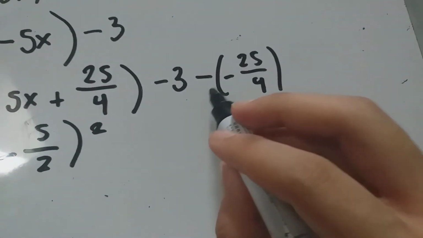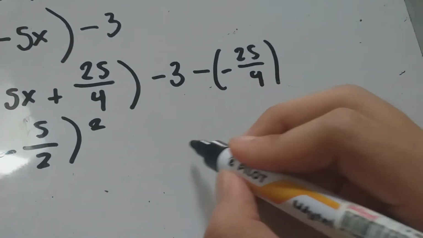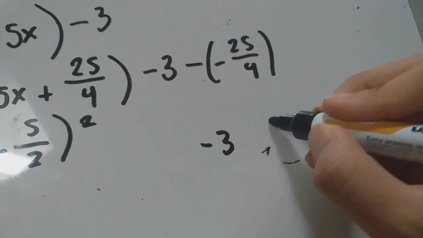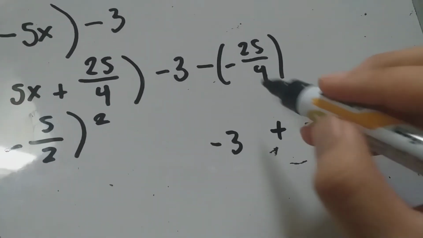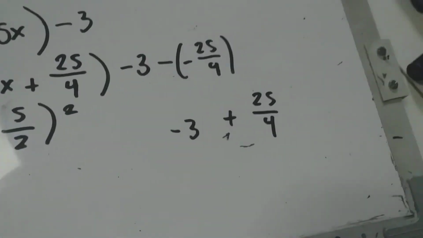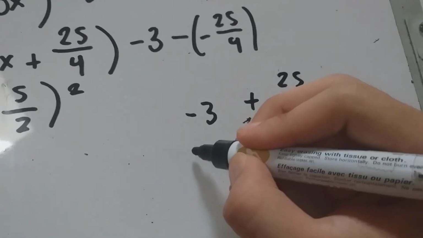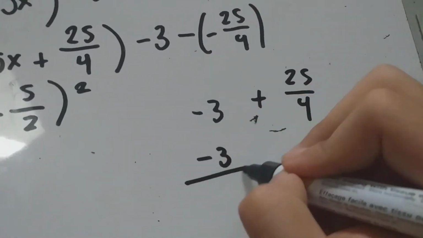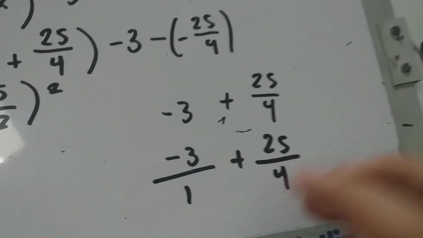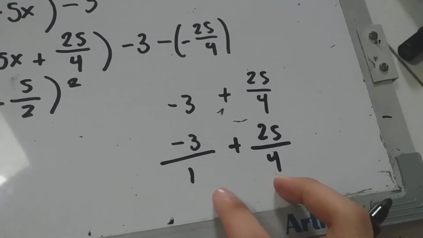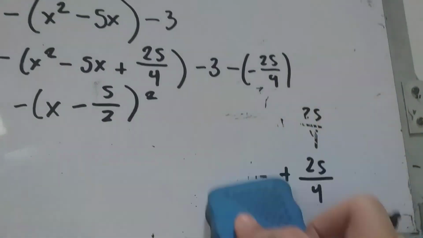So minus negative times negative. Distribute the negative first: negative times negative becomes a negative 3 plus 25 over 4. Why did it become plus? Because negative times negative 25 over 4 is positive. So in order to add this, you make this negative 3 a fraction. So it becomes negative 3 over 1 plus 25 over 4. But because these are dissimilar fractions, you have to again make them similar fractions. So we're going back to like fourth grade.